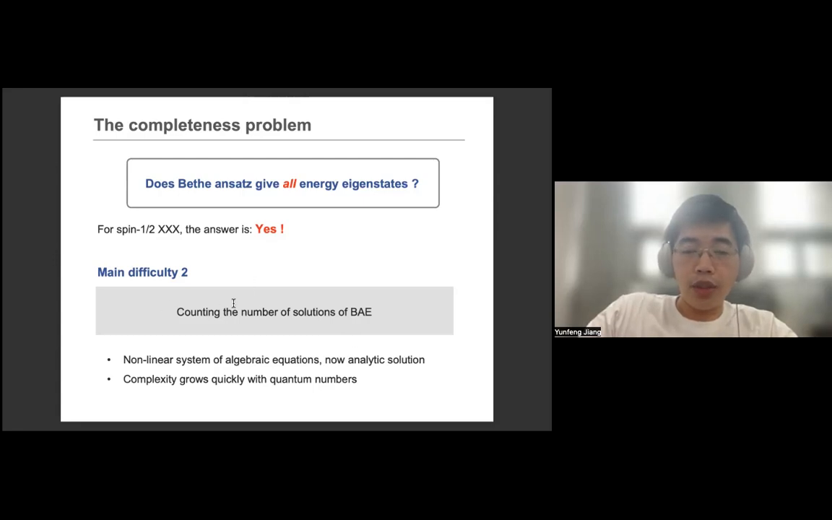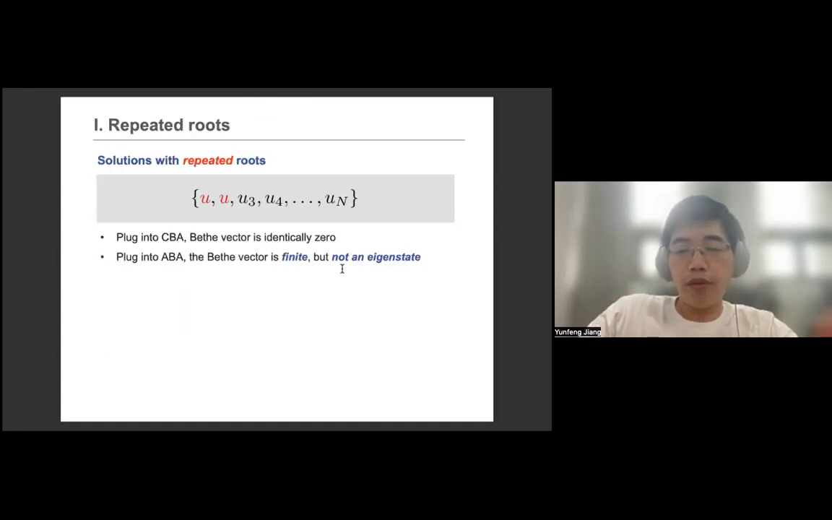So let me start to discuss the main difficulty one, namely when do we have problematic solutions? For the XXX spin chain, there are two types of Bethe solutions that we need special care. The first type of solution are the Bethe solutions which include repeated roots. The solution with repeated roots takes this form: you have two or more rapidities which are the same and the rest are different.